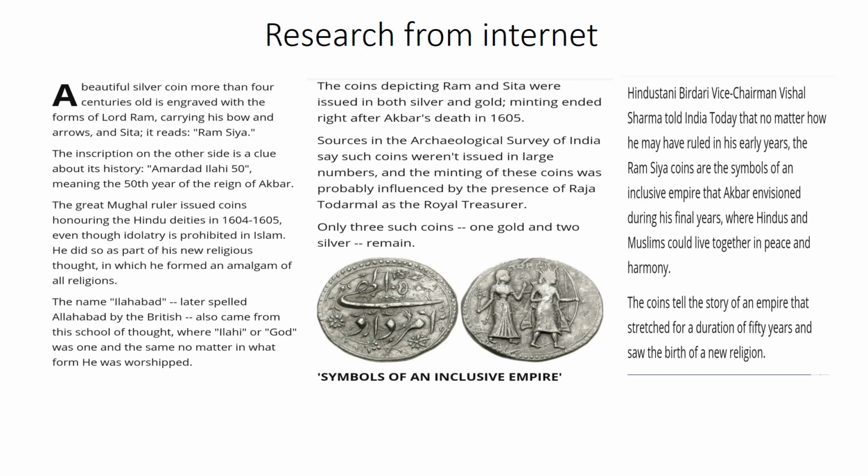The coins tell the story of an empire that stretched for a duration of 50 years and saw the birth of a new religion. इससे क्या पता चलता है कि कॉइन से कि कोई एक किंगडम था एम्परर अकबर का, वो किंगडम को कितने साल हो गए थे, 50 years, right? It shows that empire that stretch for a duration of 50 years. So from this research I got to know when the coin was created, I got to know why the coin was created, and I got to know about some personal details of the coin, right? So now we can write down the answers of all the four questions, right class?